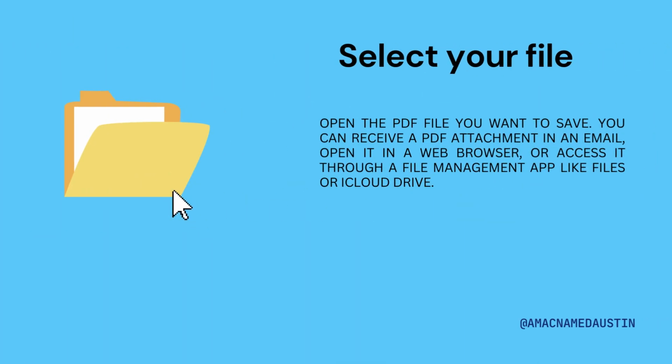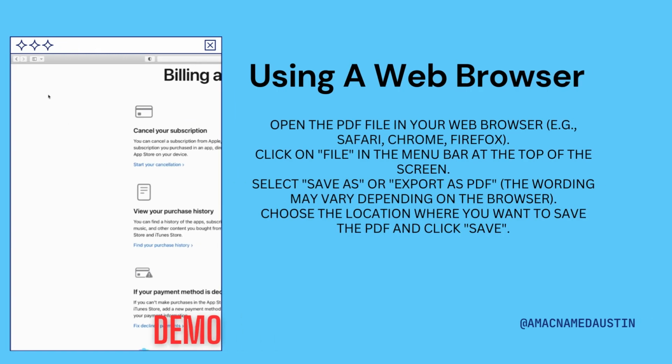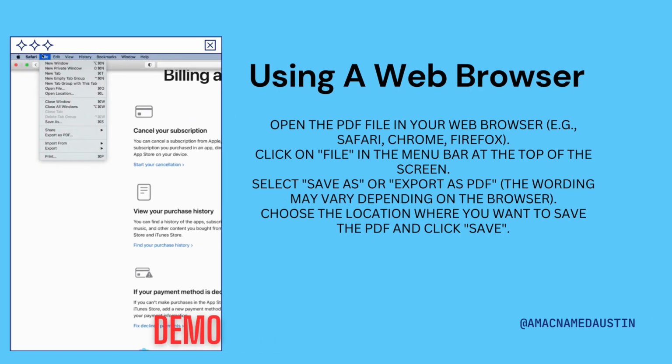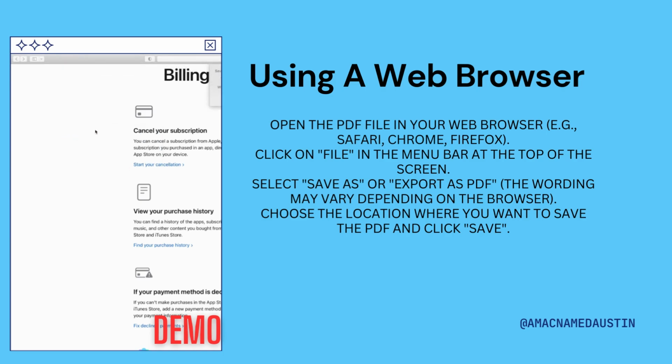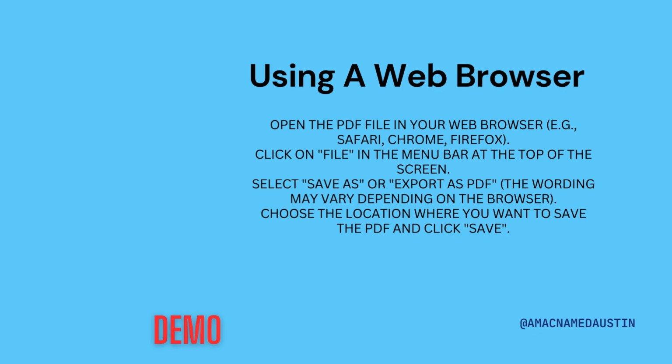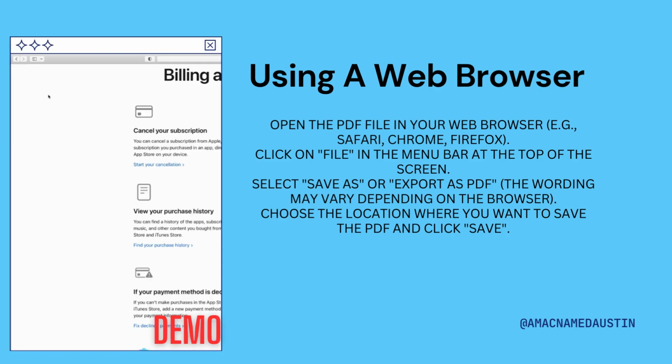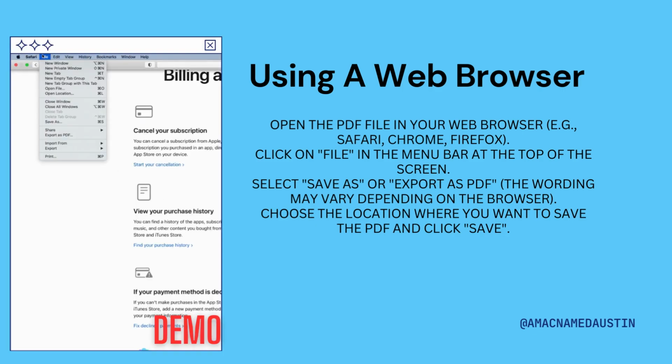First, select your file. Open the PDF file you want to save. You can receive a PDF attachment in an email, open it in a web browser, or access it through a file management app like Files or iCloud Drive. When using a web browser, open the PDF file in your web browser, for example, Safari, Chrome, Firefox. Click on File in the menu bar at the top of the screen. Select Save As or Export as PDF. The wording may vary depending on the browser. Choose the location where you want to save the PDF and click Save.